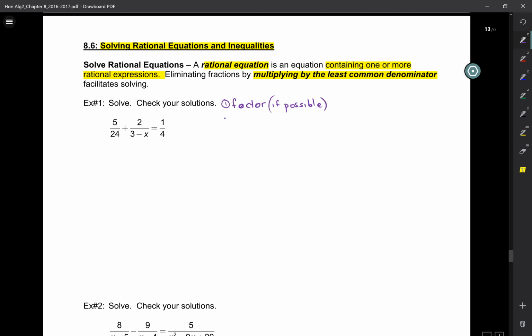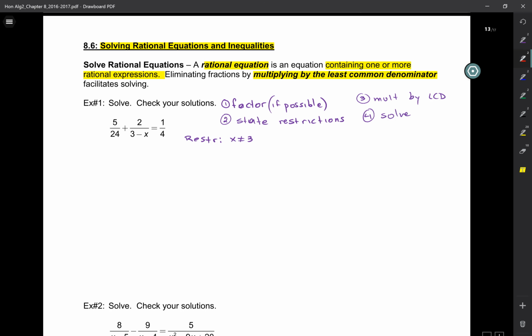The second is to state any restrictions. Now, restrictions are values that make the denominator 0. All right? So the 24 and the 4 were good because those are just constants. But look at the 3 minus x. What value of x would make that 0? 3. So the restriction is, you say x cannot equal 3. Okay? Step number 3 is multiply by the LCD. And step number 4 is solve. Simplify and solve. All right?